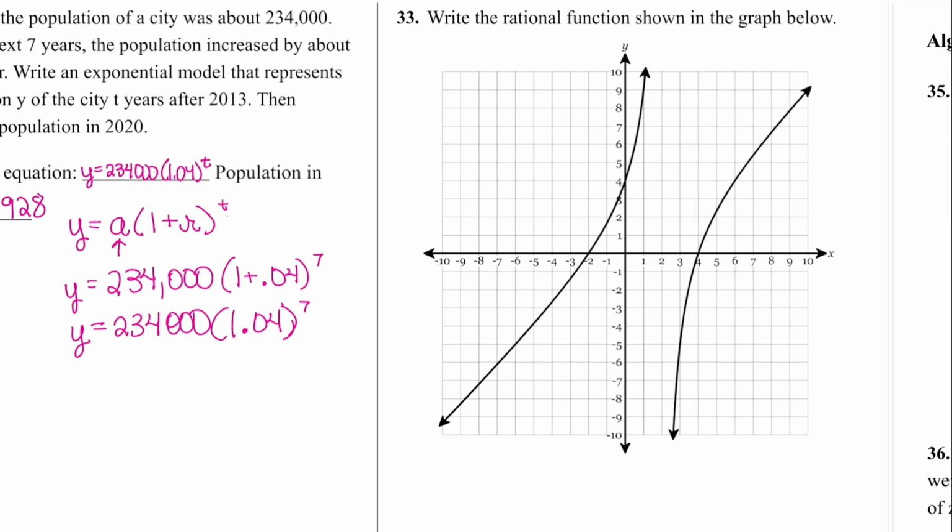Number 33, write the rational function shown in the graph below. I'm going to make a couple of observations here. One of them is that we do have a vertical asymptote, and you can see that the arrows are going very close to x equals 2 here. Another observation is that it looks like we have a slant asymptote as well, and it looks like we are going this way. It's approaching, might be a little bit off, but anyway, it looks like that's going to be our slant asymptote there.